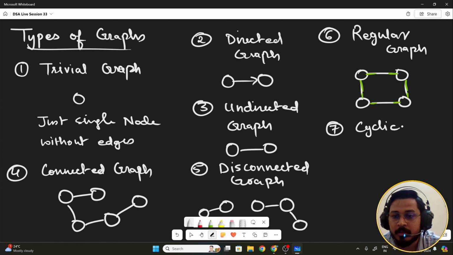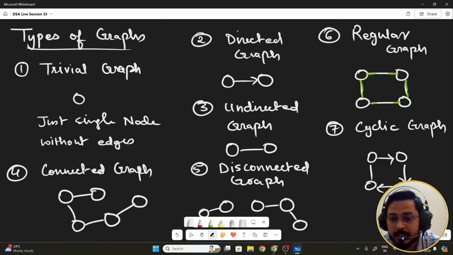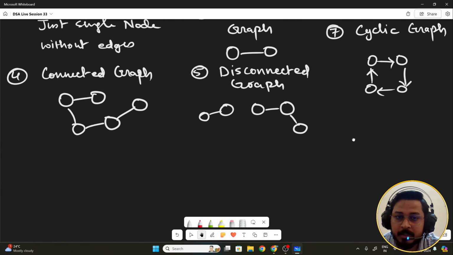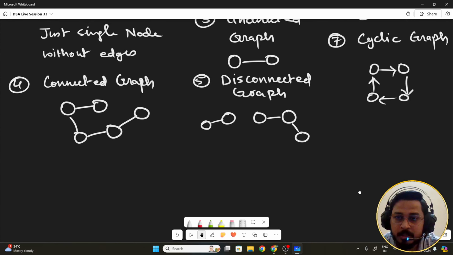Cyclic graph. There is a cycle present. Now, a cycle can be present in undirected graphs also. That's also correct. In undirected graphs a cycle can be present, and in directed graphs a cycle can be present. I hope this is very much clear. So you can say directed cyclic graph.